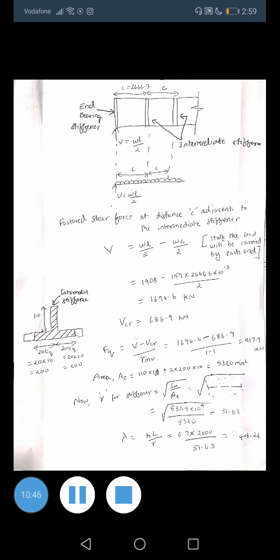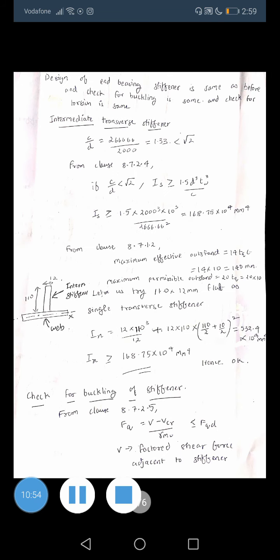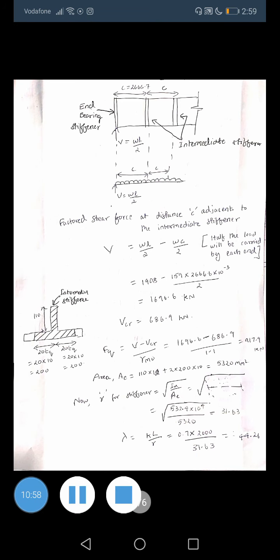Now r for the stiffener is square root of I by A effective. The Ix value was calculated in the previous step, 532.4 into 10 power 4. So Ix by A effective gives 5320. Now after calculating r, calculate lambda. Lambda equals KL by r. What is KL? 0.7 into d. What is d? Depth of the web. So KL by r, you will get lambda.